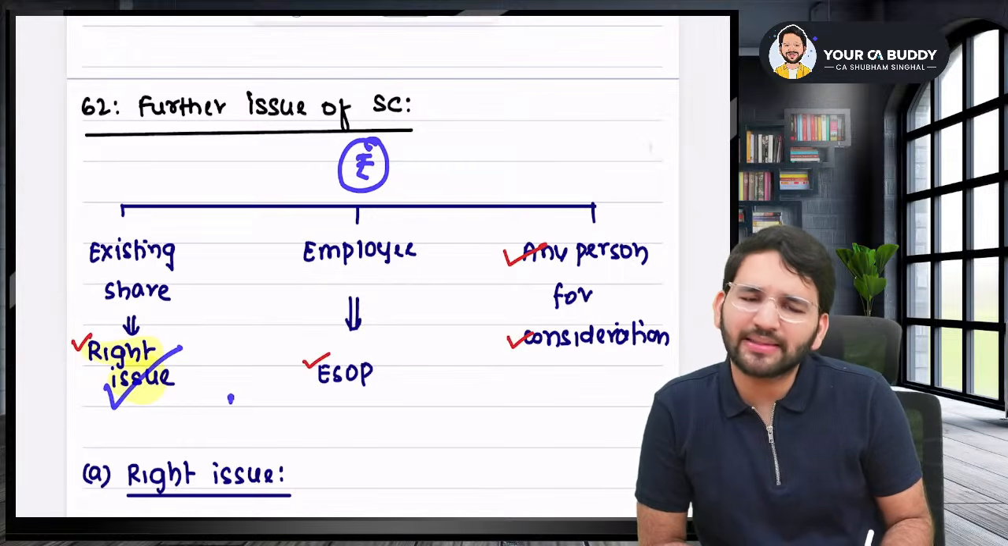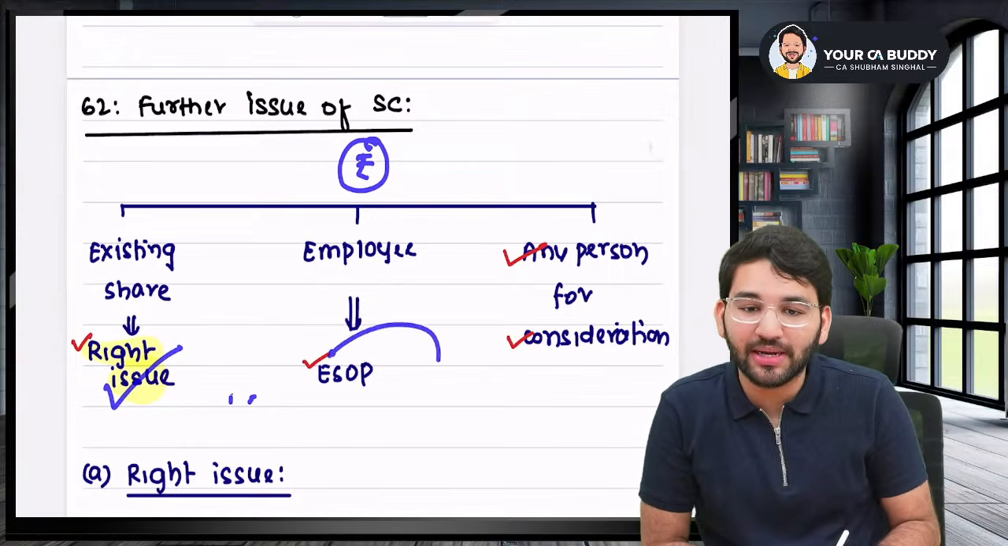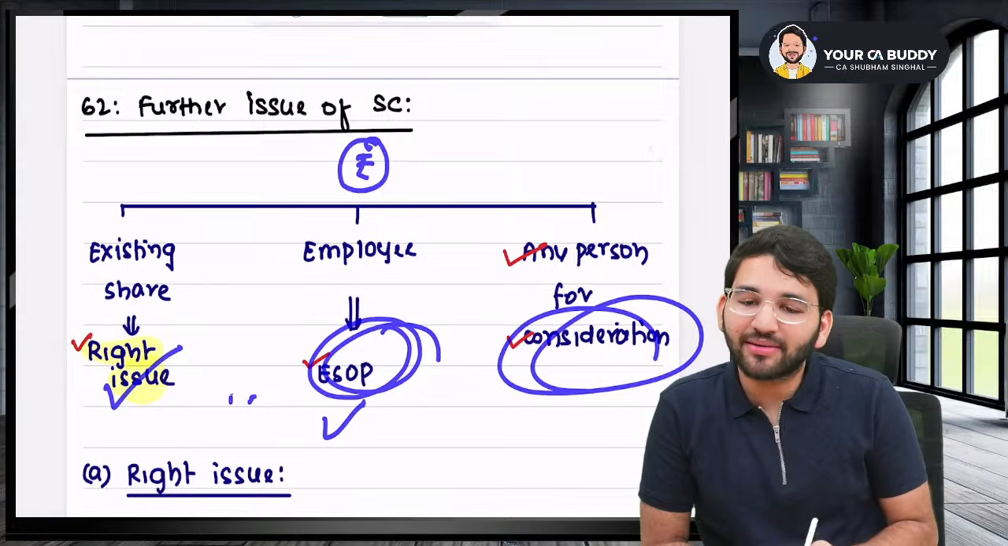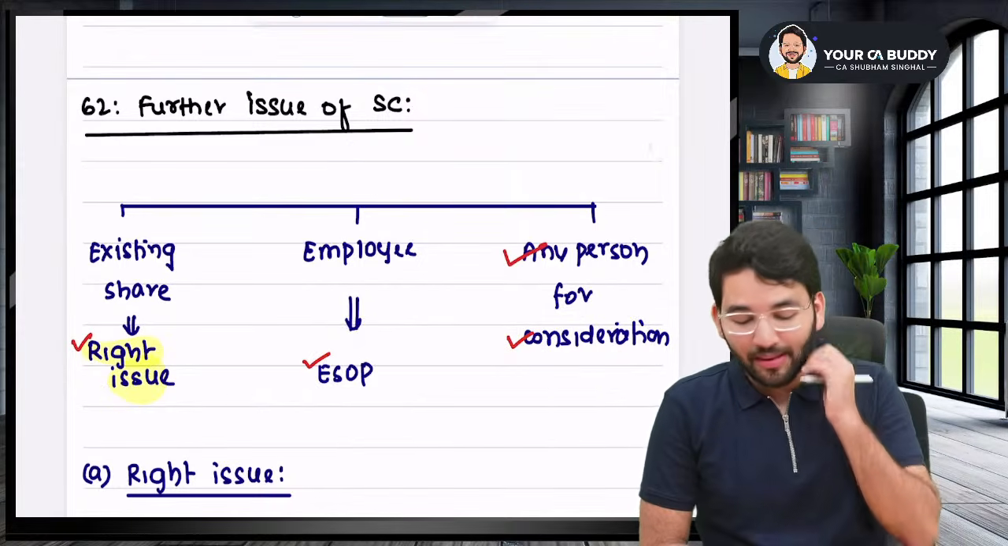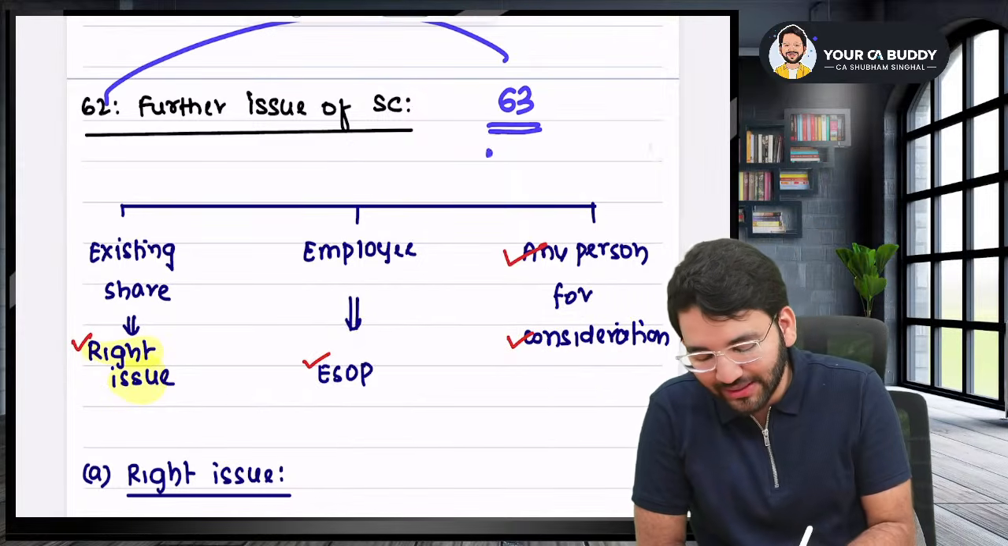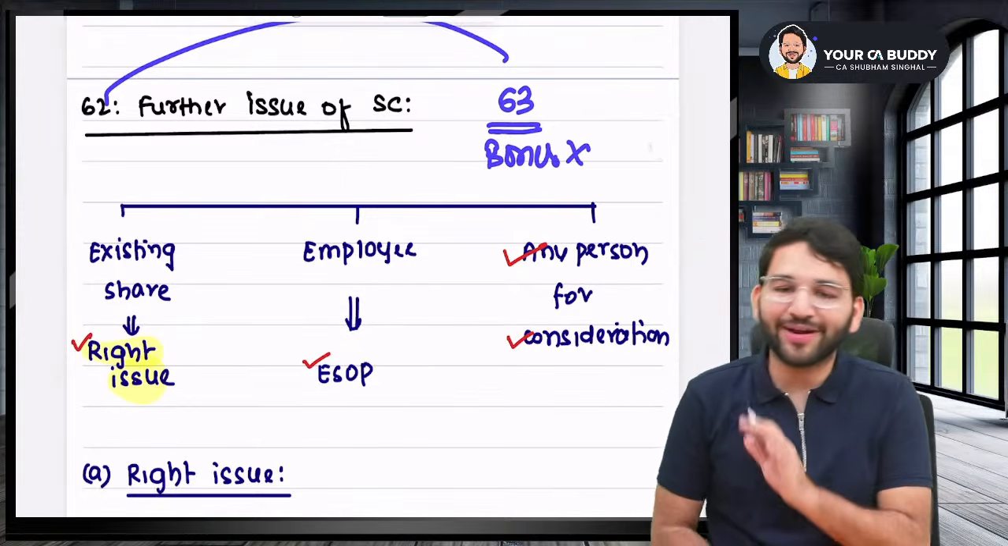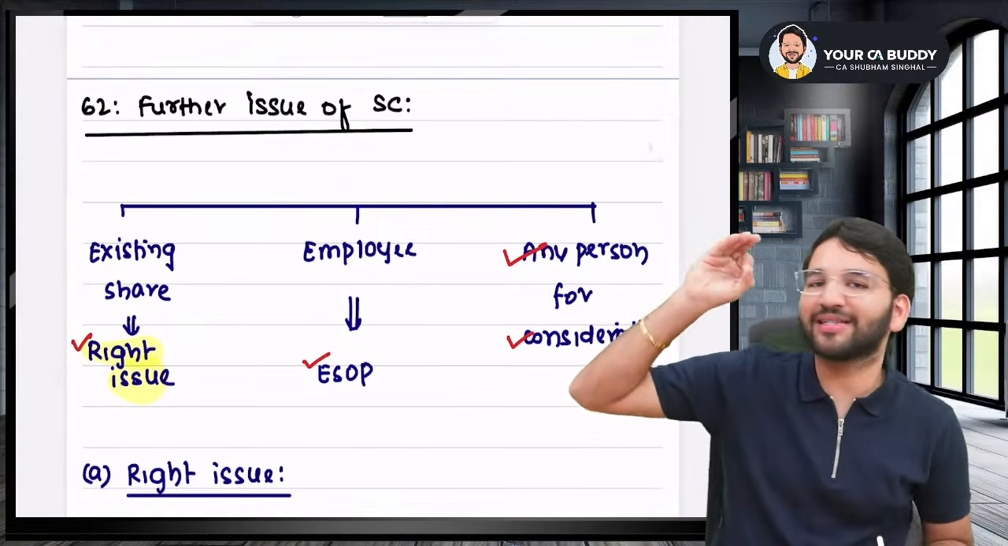In rights shares, you are getting shares at a discounted price, but you'll get some money. In ESOPs, you are getting some money. In consideration also, you're getting something at least. But sir, after this, we will read Section 63, which is about bonus shares, where you are not getting any money. It is free of cost.